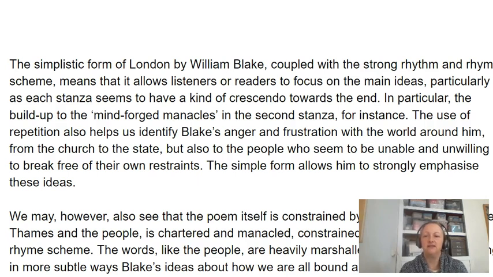This simple form allows him to strongly emphasize those ideas. Like, it's a bland little car, isn't it? A bland little vehicle for him to carry those very, very powerful and big ideas.